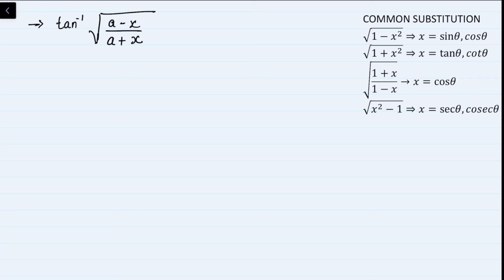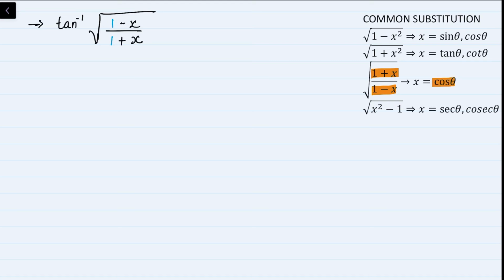Let us see our next sum. Tan inverse of under root a minus x upon a plus x. Now there is no standard identity to substitute for a minus x and a plus x, but what we can do is whenever this kind of constant is added, first we'll remove that and we'll try to figure out what we can do for 1 minus x and 1 plus x. So from right hand side we can say we can use the third identity 1 plus x and 1 minus x. We can substitute x is equals to cos theta.